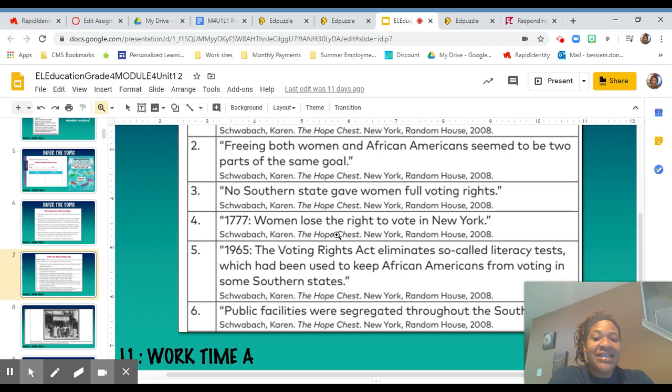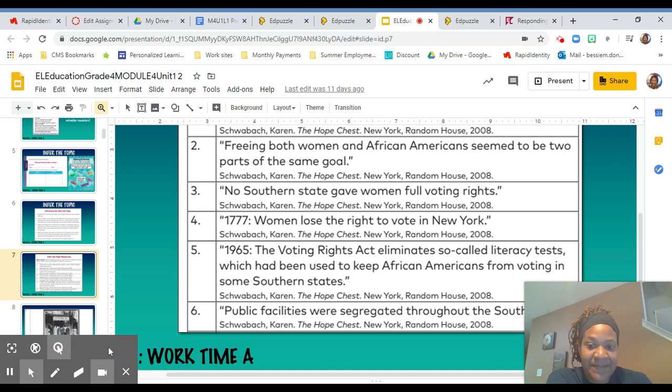Number five, in 1965, the Voting Rights Act eliminates so-called literacy tests, which had been used to keep African Americans from voting in the Southern states. Go.